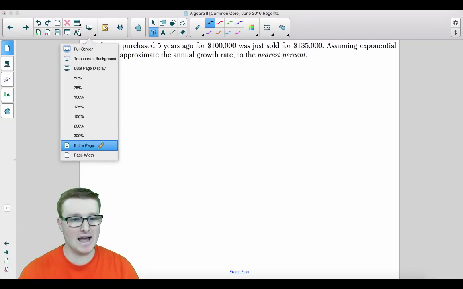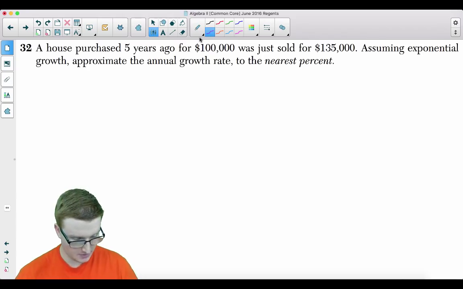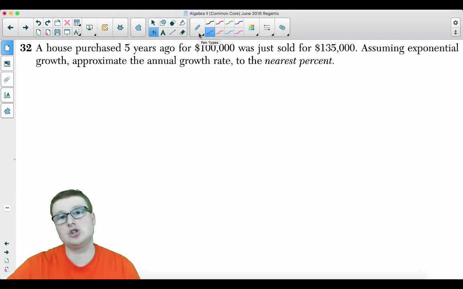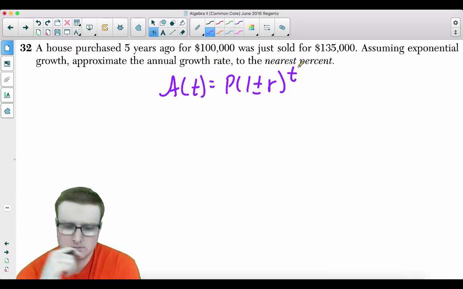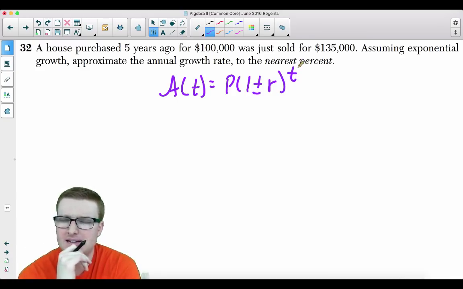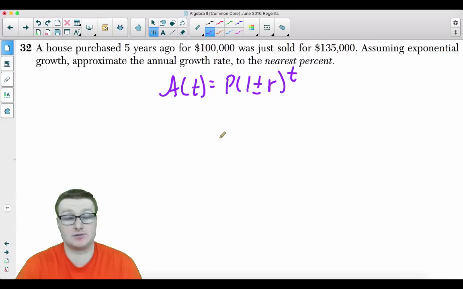A house purchased 5 years ago for $100,000 was just sold for $135,000. Assuming exponential growth, approximate the annual growth rate to the nearest percent. So, by now, I hope that you know this. You should know that exponential growth or decay is indicated by the equation A of t equals P times 1 plus or minus the rate raised to the t power. Does that look familiar? Yeah. Algebra 1. You had to know it in Algebra 1, and it's back. It's right here.